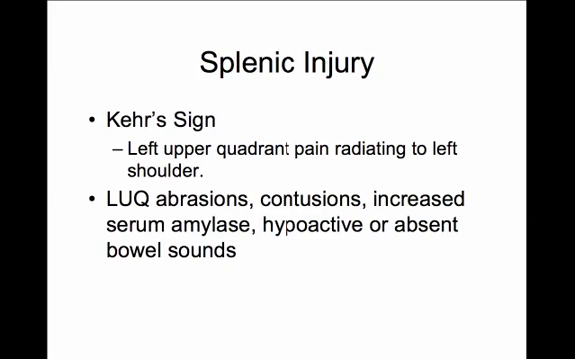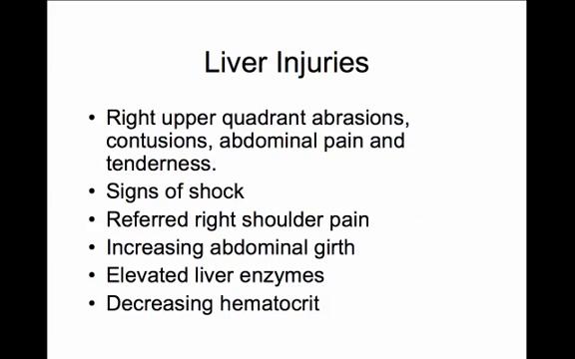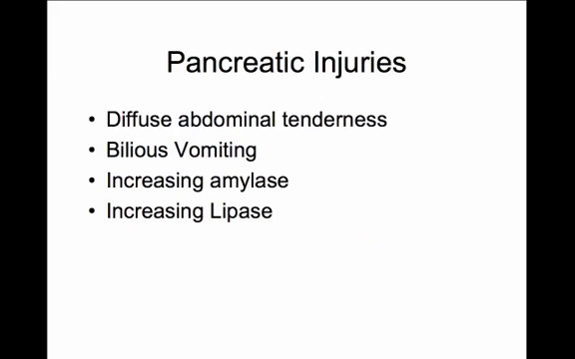With splenic injuries, we look for things like left upper quadrant abrasions, contusions, amylase changes, and absent or hypoactive bowel sounds. Liver injuries are associated with right upper quadrant abrasions, contusions, and abdominal pain and tenderness. There you can frequently see signs of shock because the liver is an extremely vascular organ. They will sometimes complain of referred right shoulder pain, and also they'll have changes in their abdominal girth. Their liver enzymes will also become elevated and their hematocrit may also drop.